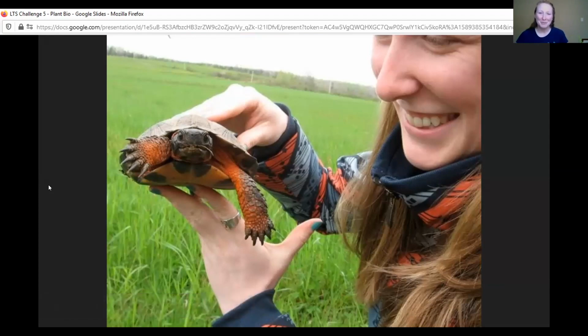So one of the first jobs that I had was working with a number of land trusts. And land trusts are really interesting organizations. They're all about protecting the environment, but the way that they protect the environment is by conserving and protecting private land.